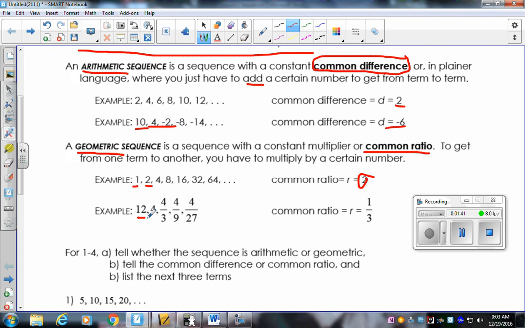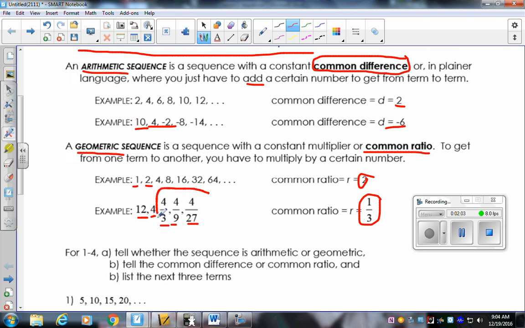In my next one, you'll notice my numbers are getting smaller. That doesn't necessarily indicate a negative, but it means that my ratio is a fraction between -1 and +1. It's a fraction that, when I multiply, makes my numbers get smaller. So we don't want to think divide by 3. We want to think, what are we multiplying by? Here it's 1/3.